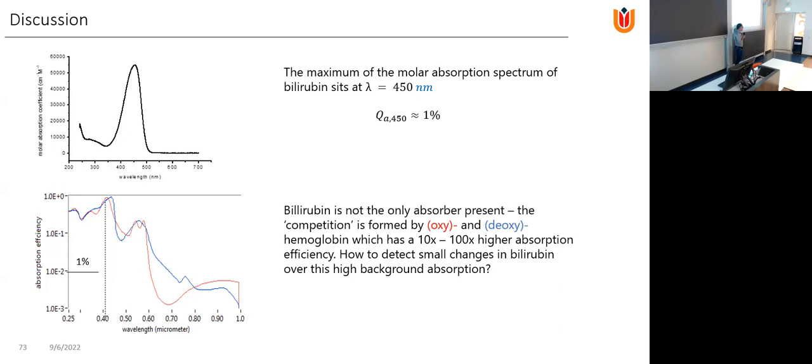Then you could correct the measurement at 450 nanometer for that blood, and extract then what the bilirubin absorption is. Yeah, so the answer in this case is do a spectroscopy measurement, measure at multiple wavelengths, and then some clever calculations to extract the absorption coefficient.